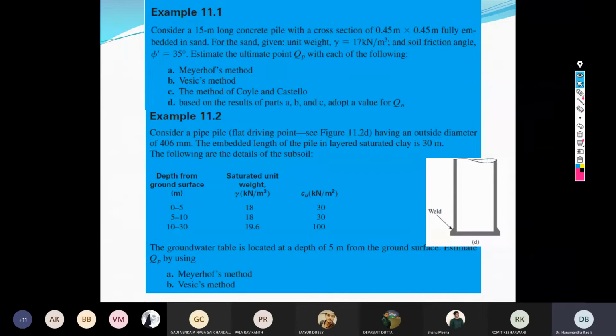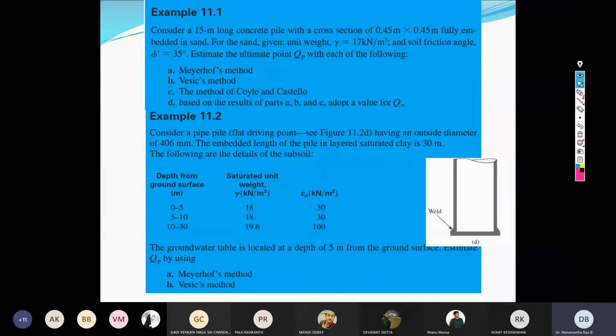saturated unit weight of the clay is 19.6 kilonewton per cubic meter and undrained cohesion is 100 kilopascals. Given the groundwater table is located at a depth of 5 meter from the ground surface, estimate the point bearing capacity of a pile using Meyerhof's method and Vesic method.